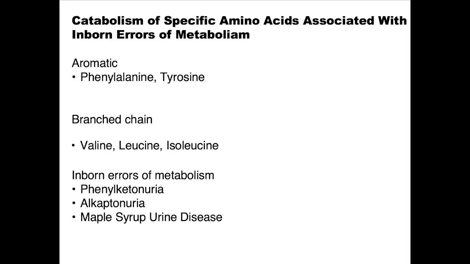And now we're going to switch and talk about the catabolism of specific amino acids that are associated with inborn errors of metabolism. These are errors that give rise to some pretty awful diseases. These include phenylketonuria, alkaptonuria, and maple syrup urine disease. First, we're going to talk about the catabolism of aromatic amino acids, phenylalanine and tyrosine, and then we're going to talk about the catabolism of the branched-chain amino acids, valine, leucine, and isoleucine.